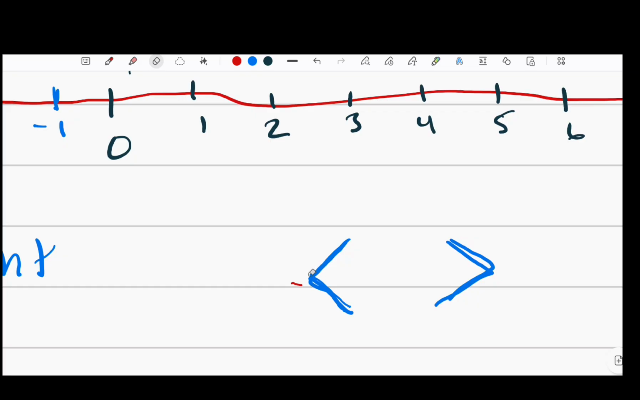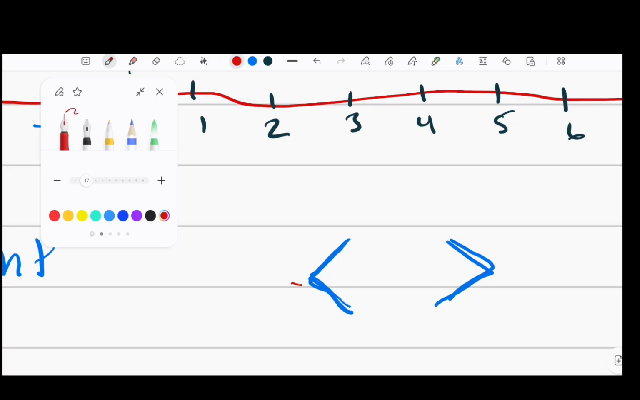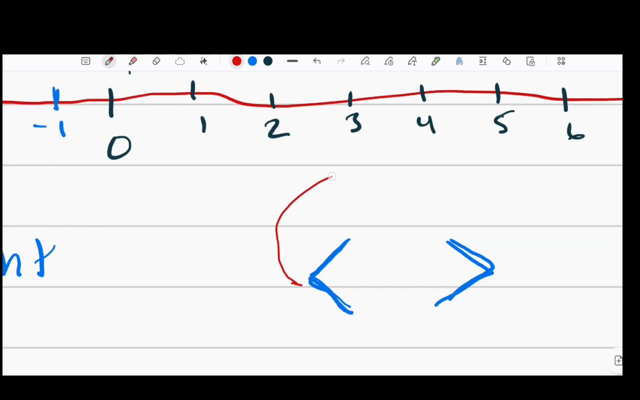It should always point to the smaller number. This pointy end should always point to the smaller number. All right, and let's draw that. This and this, those two ends there should always point to the smaller number, always.